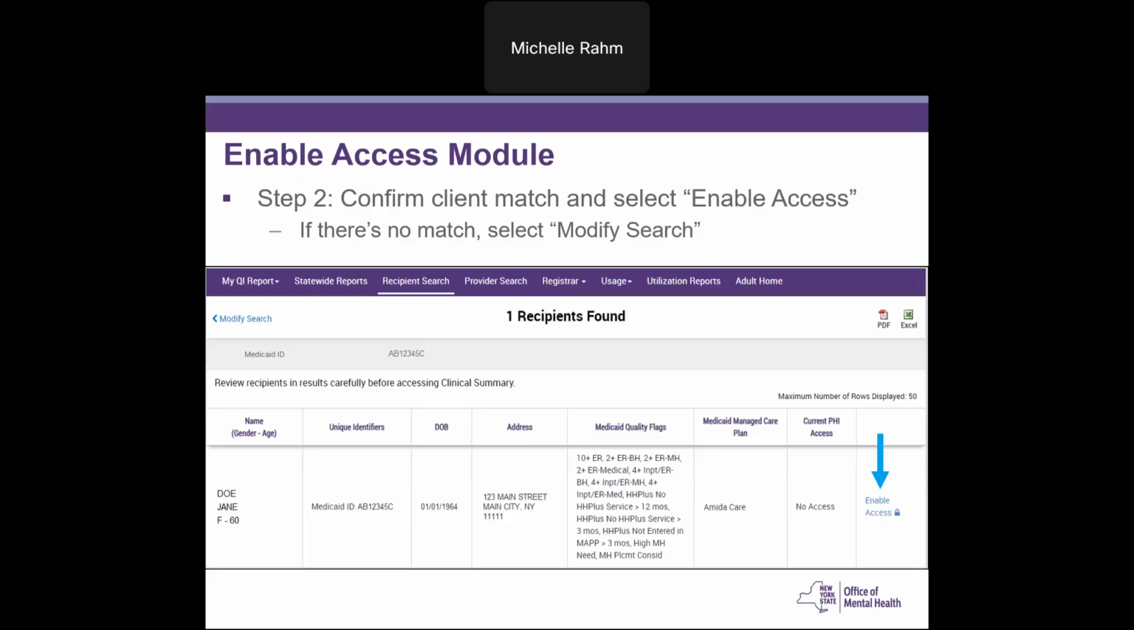If this isn't the correct person, say you search by their name and somebody else popped up, since there's over 11 million individuals in the application, you can click Modify Search on the top left and update your search criteria. But in this case, this is who I'm looking for, so I'm going to go to the far right and click Enable Access.